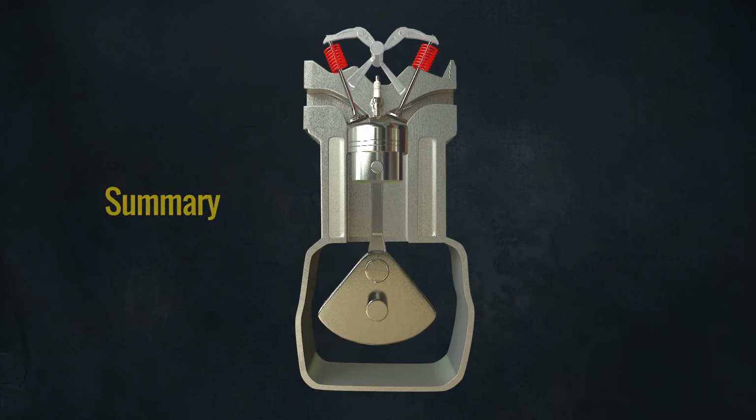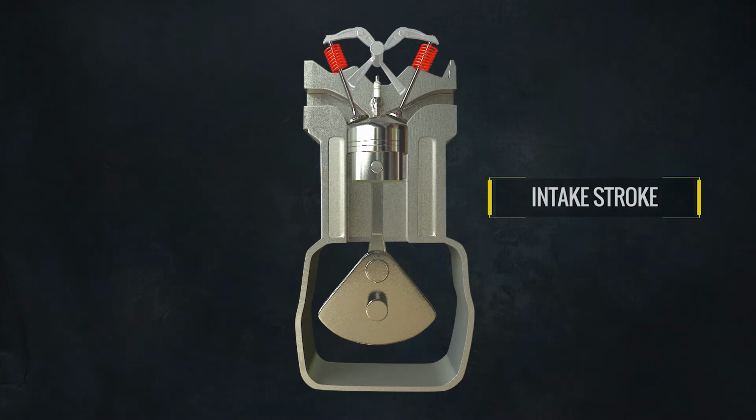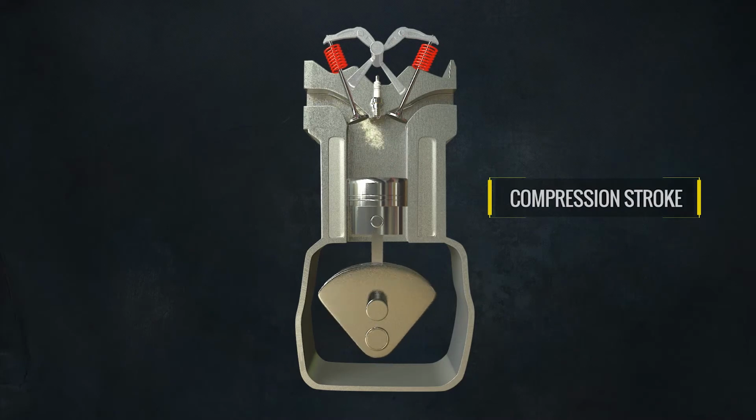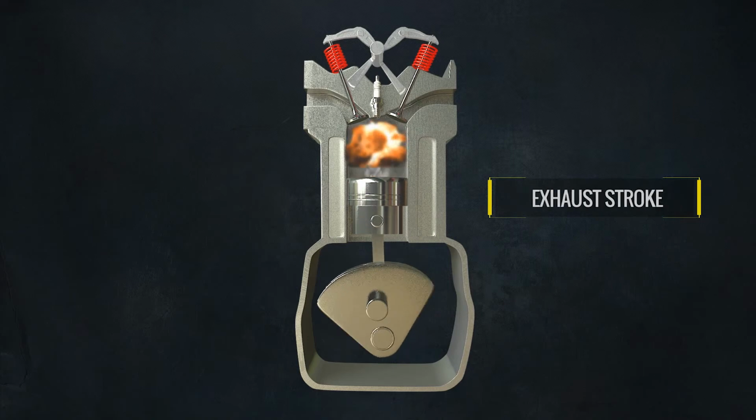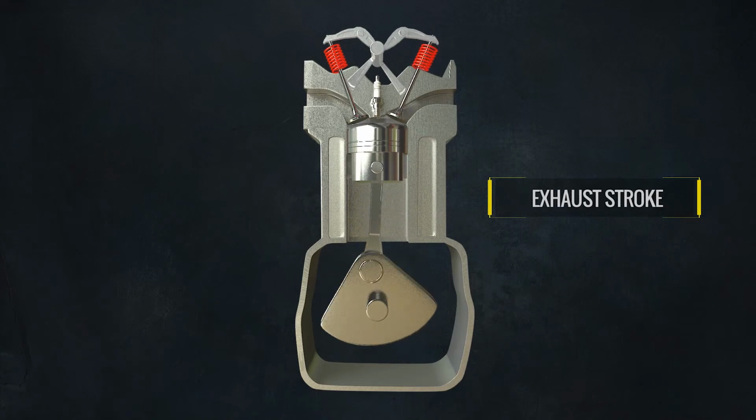Summary. With that, we have come to the end of this session. Before we conclude, let's take a look at the key points. Four-stroke petrol engine uses a cycle of four strokes and petrol as the fuel. The strokes are mainly classified as intake stroke, compression stroke, combustion or power stroke, and exhaust stroke.